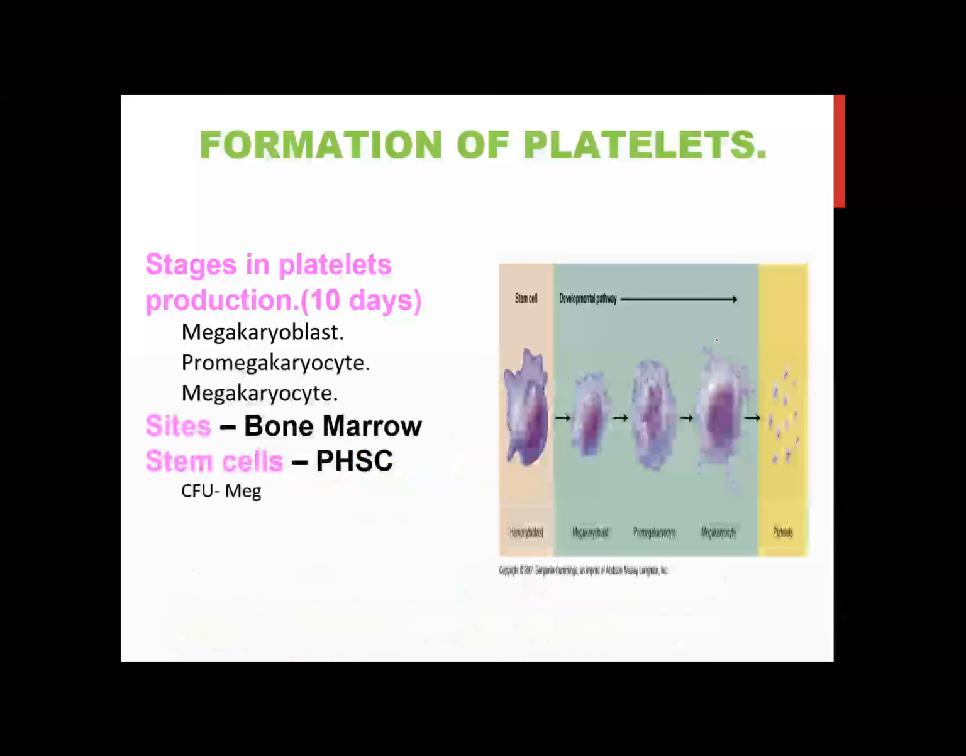Now, let's talk about the formation of platelets. So, stages in platelet production, usually 10 days, class. It takes 10 days to develop new platelets, and it has to pass through 3 stages: a megakaryoblast, a promegakaryocyte, then a megakaryocyte. All of that, class, would occur in the bone marrow.